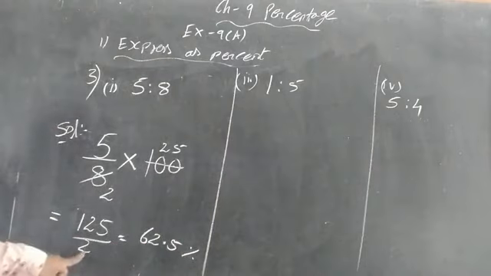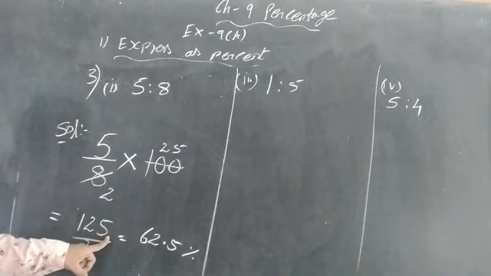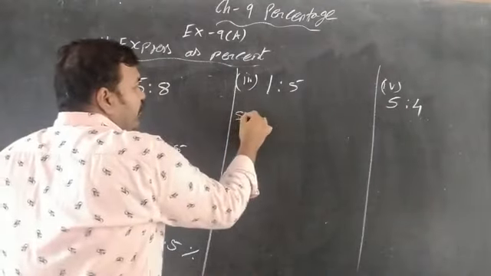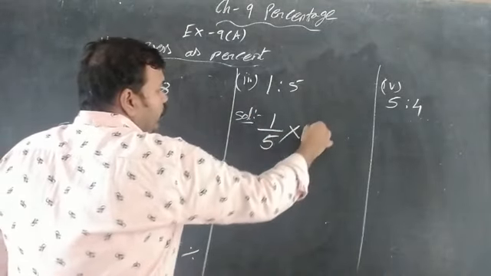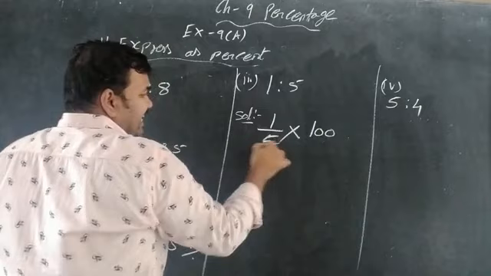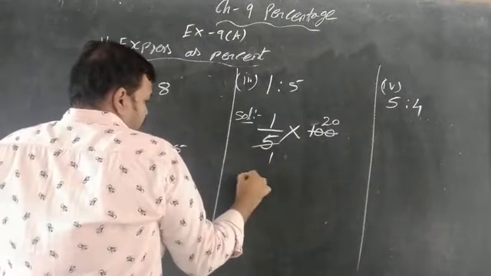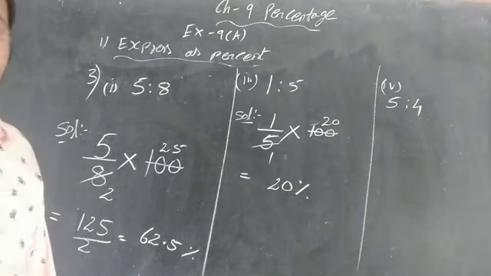I divided that one. 6 is 12 times, 5 is 2 times. So 1 is balanced, put a point 0, 62.5 percentage. This is given in the form of ratio, change into the form of a normal number. 1 by 5 into 100. Cancellation 1 time, 20 times. 1 into 20, which is equal to 20 percentage.